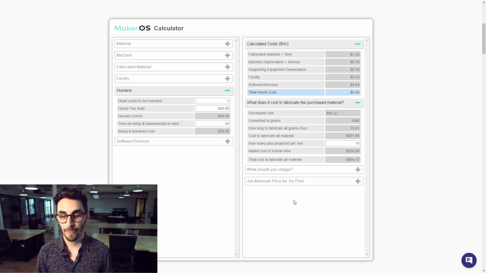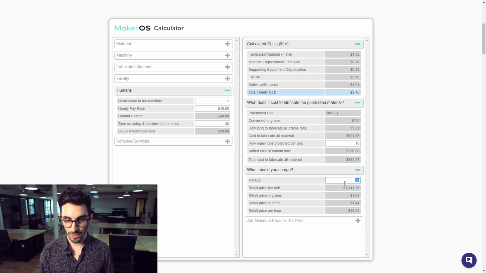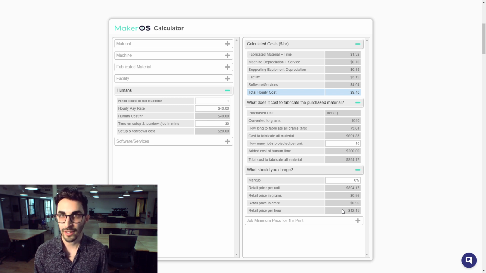So let's figure out what should we charge, and let's get kind of philosophical here for a second about the pricing structure and everything. So let me zero this out and let's look at your break-even costs. So we already know that the total cost to fabricate is $894. So the cost per gram is 86, and it's 96 cents per cubic centimeter, or $12.15 per hour. Now think about that for a second. If you are pricing, given these parameters, below $12.15 per hour, or below the grams or cubic centimeter price, you're losing money. So how do we make money?